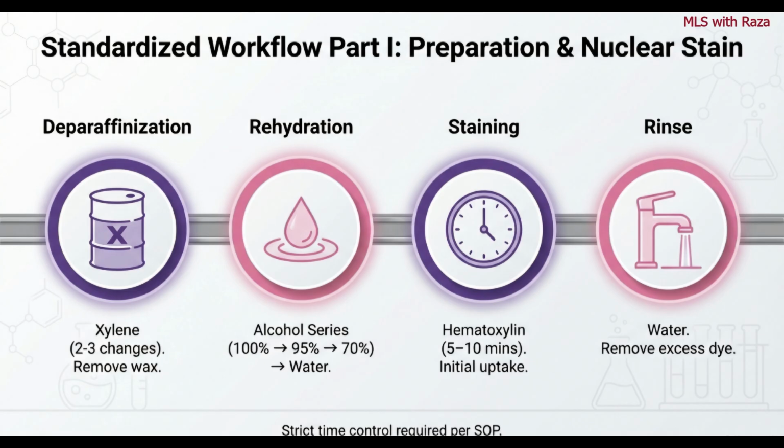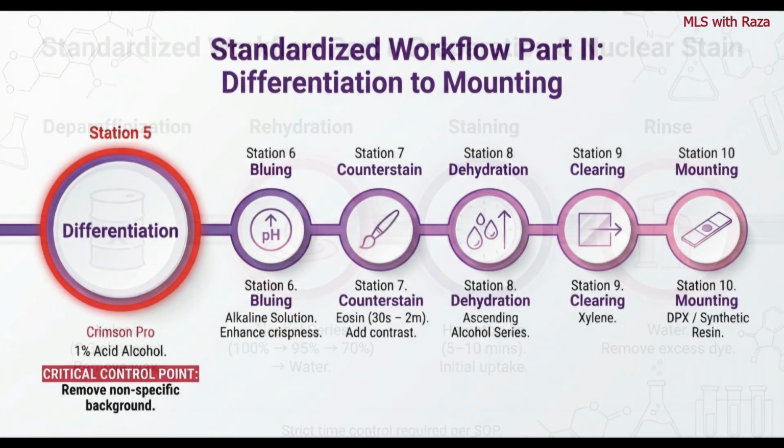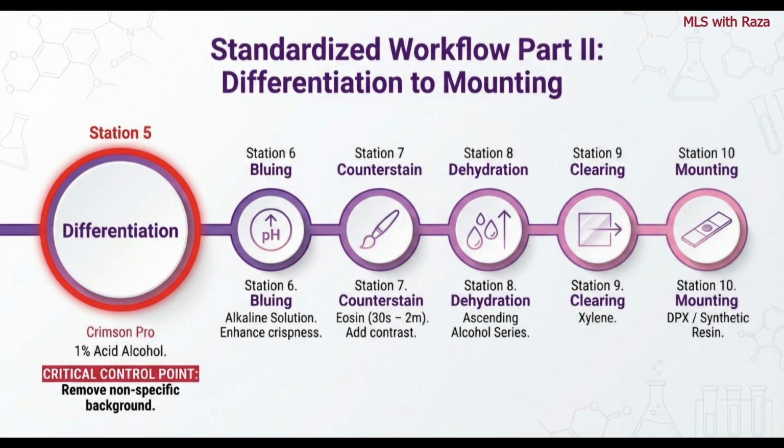Why? Because our dyes are water-based. The third station is our first big staining step, applying the hematoxylin for about 5 to 10 minutes to get those nuclei colored. And finally, a simple water rinse gets rid of any excess dye before we move on. Now, the second half of the workflow is all about refining the stain and finalizing the slide.